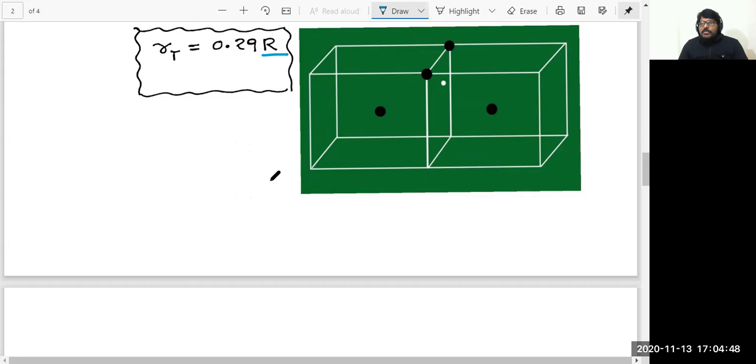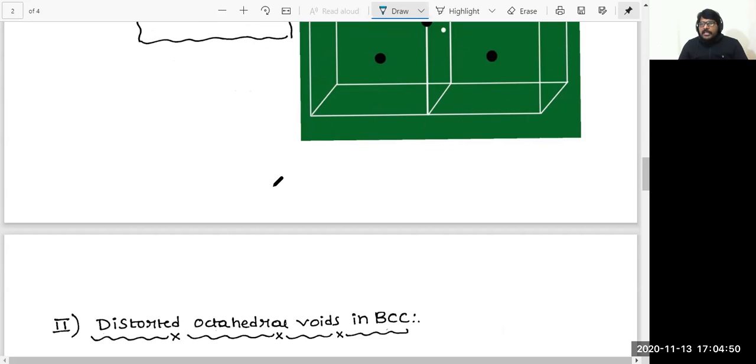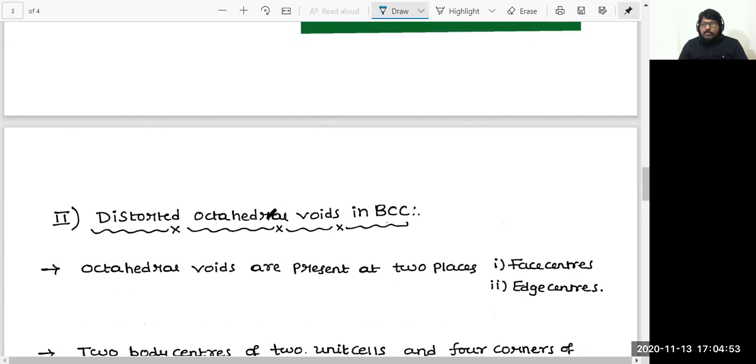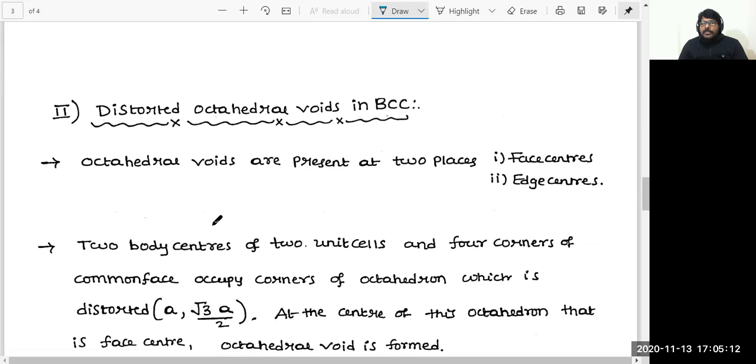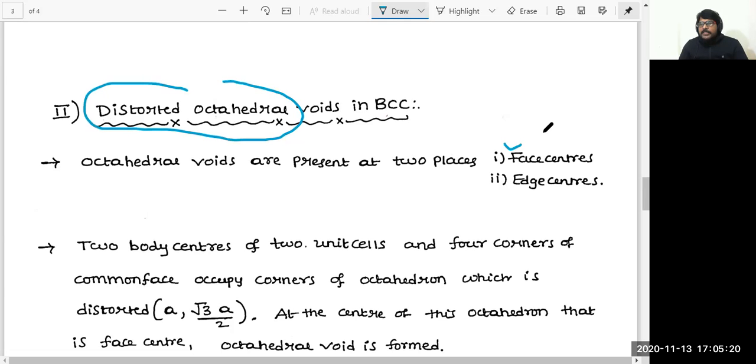And now let us complete this discussion with octahedral void. There are also some other voids called octahedral void. Do you remember octahedral void is surrounded by how many particles? 6 particles, 6 corners, because octahedron has 6 corners. But why are these distorted again? What is the reason for that? Let us discuss. And most importantly, distorted octahedral voids are located at 2 places. One is face center, another one is edge center.